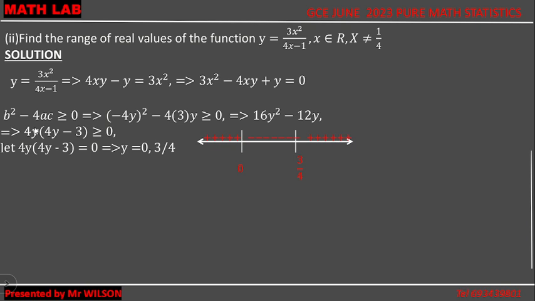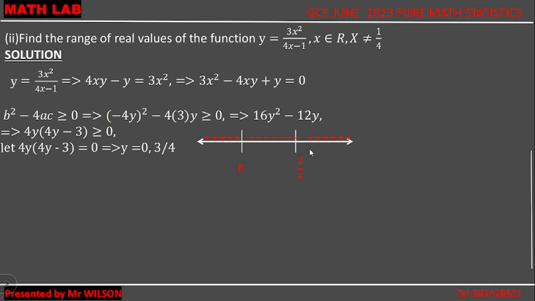Now we take a value between 0 and 3 over 4. We take any value, say 0.5. You replace it here, and you verify if the answer is greater than or equal to 0. For this case, it does not work. So you're going to have this negative because it does not work in that region. We are not going to take that region. Now we take any value greater than or equal to 3 over 4.